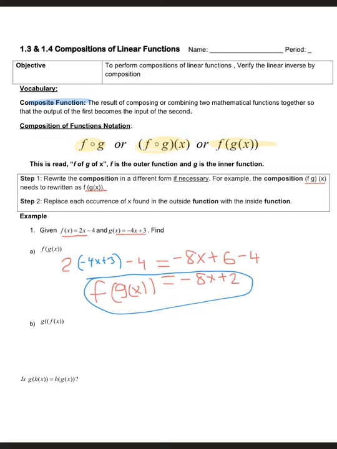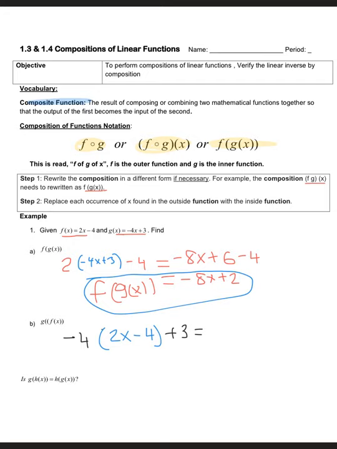Now we are doing g of f of x. g of f of x. So how do we do that? So I start with the g function. So I start with negative 4. Where there is x, I'm going to replace it with 2x minus 4. And then I'm going to write plus 3, because the g of x had a plus 3.